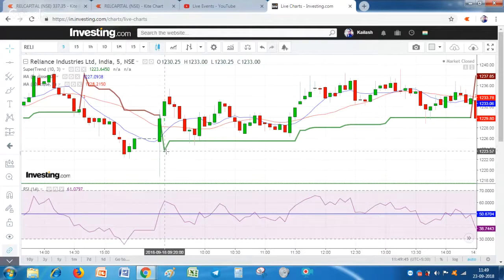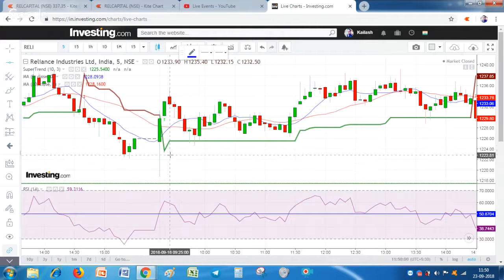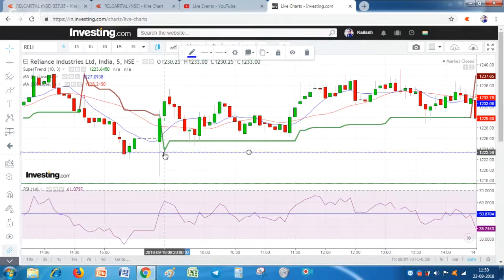So this time, friends, ideally the stop loss level should be the peak of this Super Trend. Let me just mark it. Once Super Trend gives a buy signal, there is a downward line. So we need to take the tip of the Super Trend as the stop loss level. See, if we have taken a stop loss at the 1223 level and entered somewhere around 1230 or 1231, somewhere in this level.